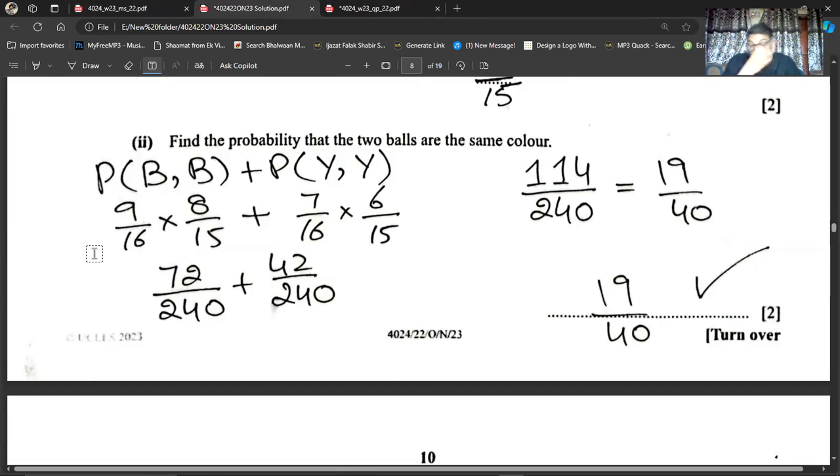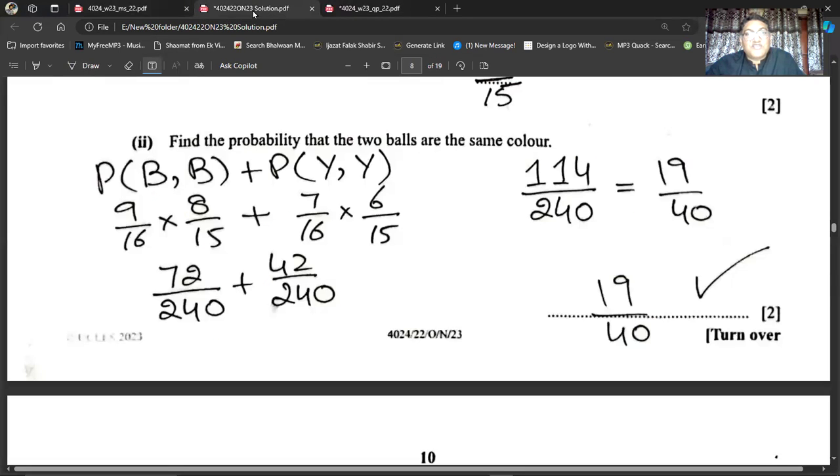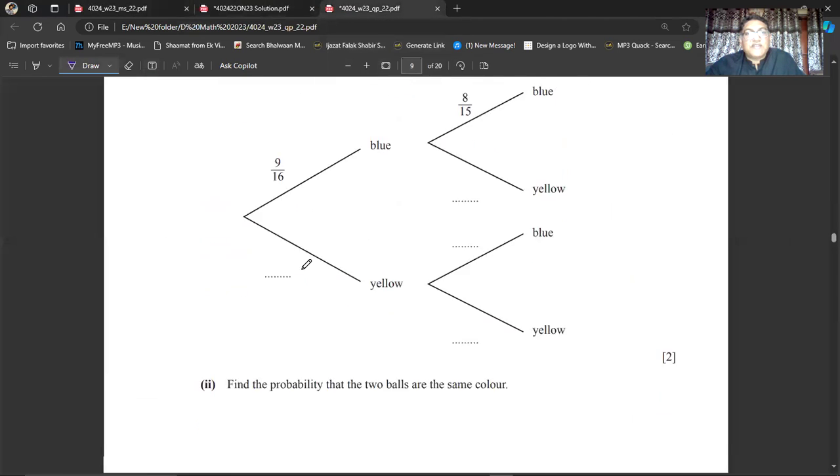So getting the blue ball, that is 9 by 16 multiplied by 8 by 15, blue, comma blue, that's the probability. And getting yellow, comma yellow, that is 7 by 16 multiplied by 6 by 15. So you will have 72 divided by 240 plus 42 divided by 240, and that is 114 divided by 240, and that is 19 by 40. So the final answer will be 19 by 40, and our answer is right. The marking scheme is showing up. This is how we solved it. You can pause the video if you want more time with this.